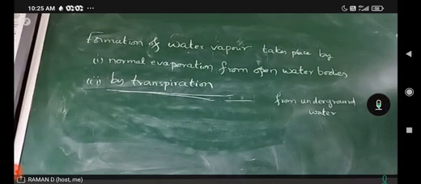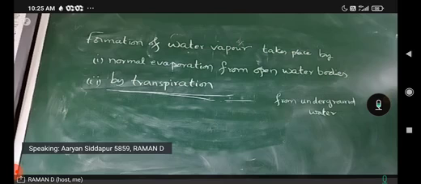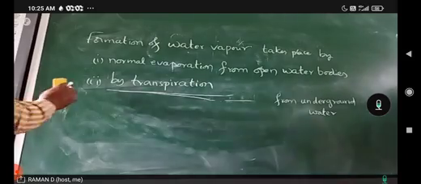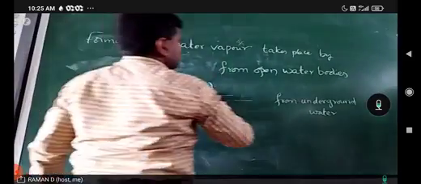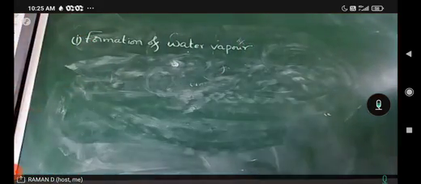So, in the water cycle, the first phase is formation of water vapor. Is that clear? This formed water vapor is present in the air, right? And in order for the water cycle to continue, this water vapor should go up. Up means to the heights. How will it go? That we will learn. Okay?